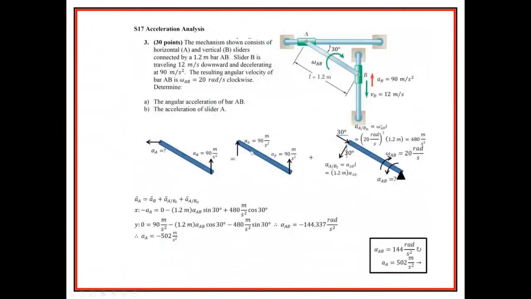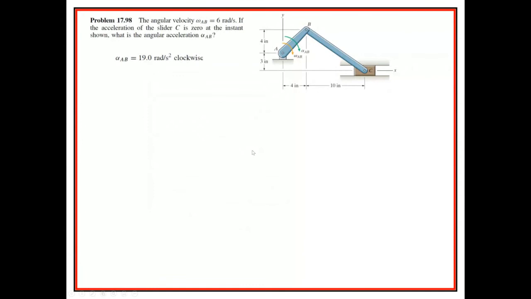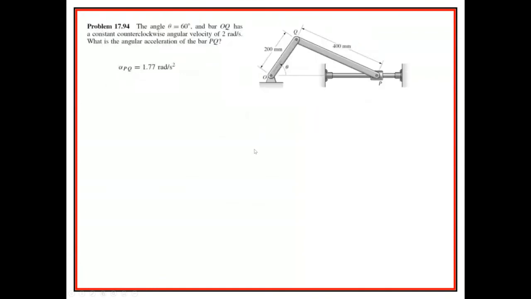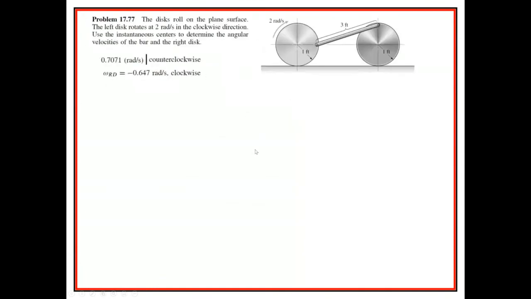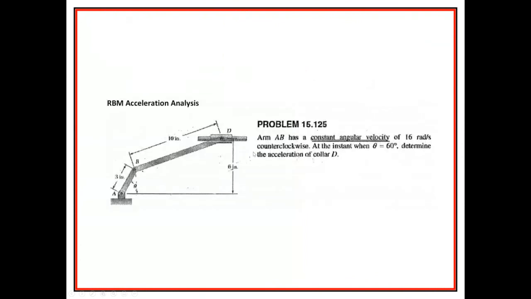Can we see problem 15125 done? Absolutely. If I can get back to it. Computer, you need to be purged of stuff. That's what I need to do. Come on. All right, that's the one you want right there, right? All right. So we have this thing is 60 degrees, and this thing is moving with a constant angular velocity of 16 radians per second clockwise. Okay.